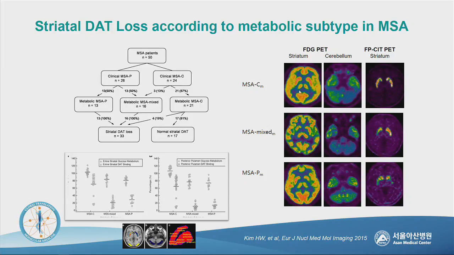This is MSA mixed type, MSA-C, MSA mixed type, MSA-P type. MSA-P and mixed type show abnormal striatal uptake binding, but MSA-C shows diffuse striatal uptake. So for the diagnosis of MSA, FDG PET or dual phase FP-CIT PET is useful for the differential diagnosis, I think.